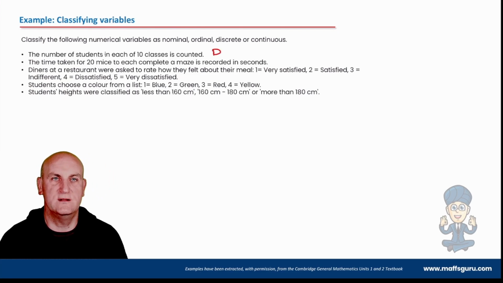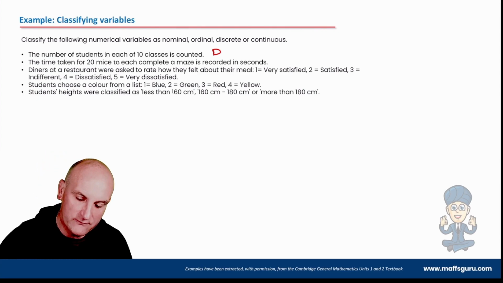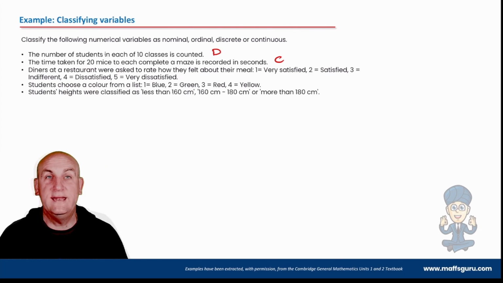The time taken for 20 mice to each complete a maze. Time is one of those things that's measured using a stopwatch. If it's measured, it can go to decimal places. That would have to be continuous. Okay, now moving on to the next one.